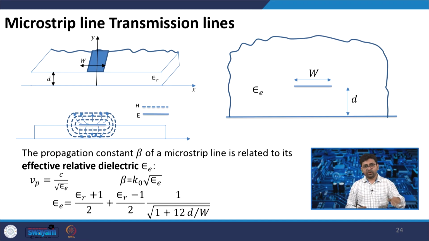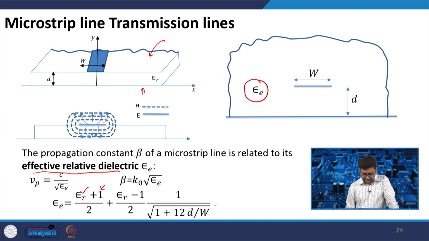Similarly, there is a microstrip line. There is only one difference between microstrip line and stripline: there is air at the top, and at the bottom there is a ground plane and the conductor. In a stripline, the top and bottom both have a dielectric, but in this case there is air on top and a dielectric at the bottom. So here you need to consider the effective epsilon r, which is a combination of the epsilon r of the dielectric and air. The effective relative dielectric constant is (epsilon r plus 1) by 2 plus (epsilon r minus 1) by 2 times a factor, and this is the equation to find the effective epsilon r.